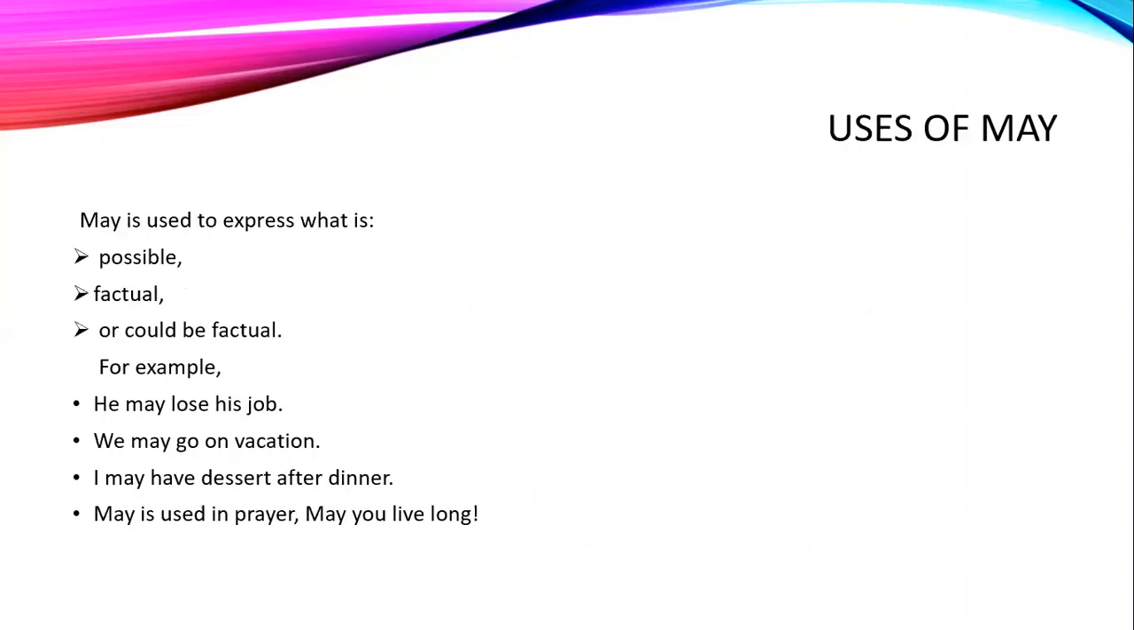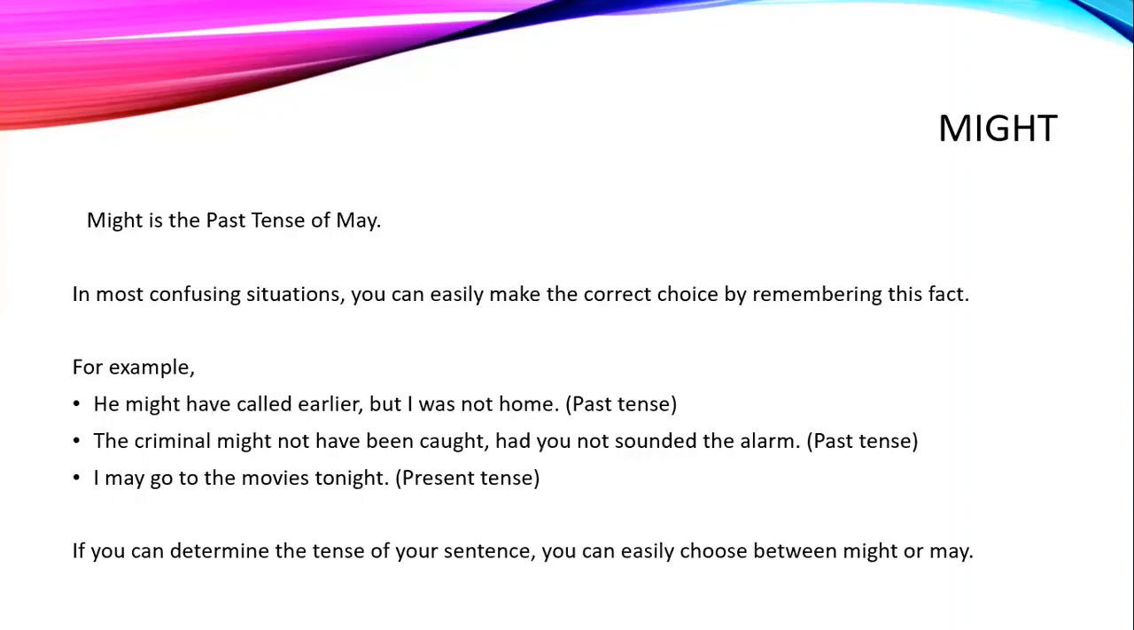And may is used to express something which is possible, something which is factual, or something that would be factual. As I told you, here are the examples: he may lose his job, or we may go on vacation. I may have dessert after dinner. Or in present tense, like may you live long. I hope you have understood this use of may, and then might is used in the past tense.